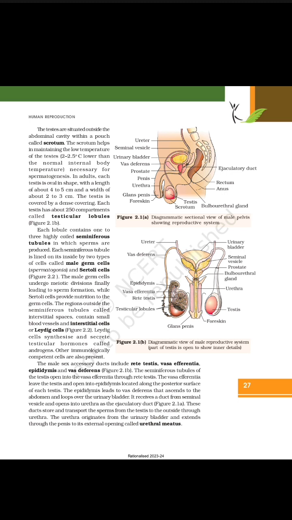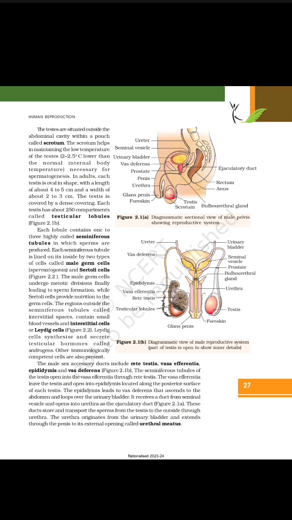Each seminiferous tubule is lined on its inside by two types of cells called male germ cells, spermatogonia, and Sertoli cells. The male germ cells undergo meiotic division, finally leading to sperm formation, while Sertoli cells provide nutrition to the germ cells. The regions outside the seminiferous tubules, called the interstitial space, contain small blood vessels and interstitial cells or Leydig cells. Leydig cells synthesize and secrete testicular hormones called the androgens. Other immunologically competent cells are also present.